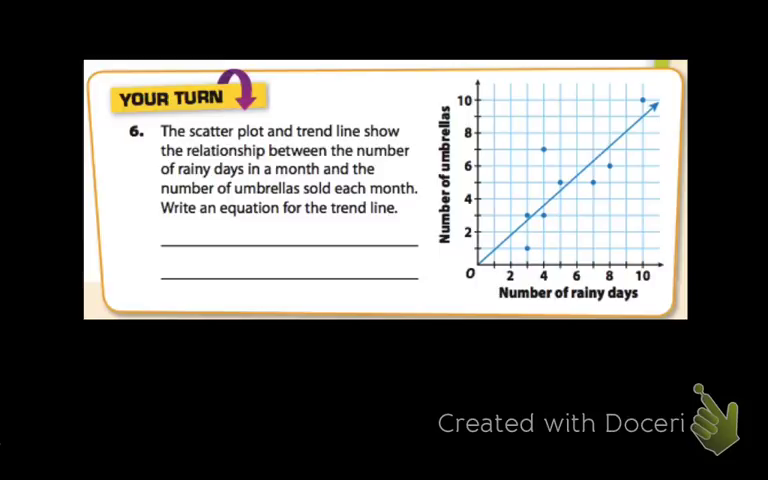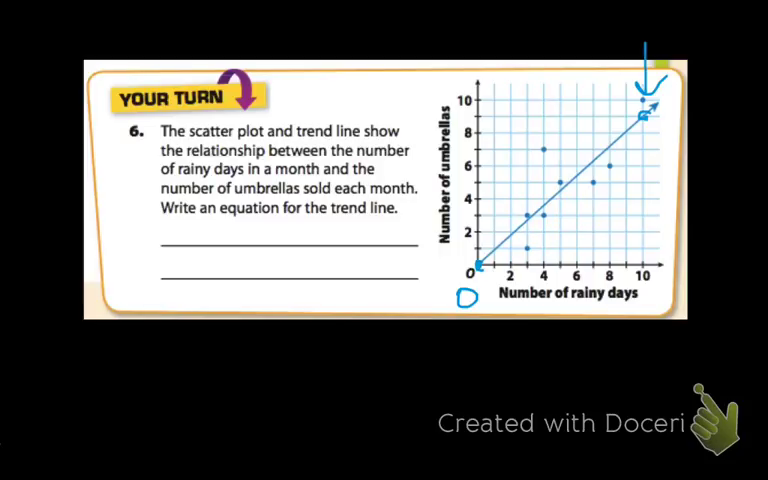All right, welcome back. The scatter plot and trend line show the relationship between the number of rainy days in a month and the number of umbrellas sold each month. Write an equation. So I'm going to look for slope here. I do see it crosses down here at the 0, which also tells me my y-intercept is 0, so that's nice. And then I actually do not see another perfect point until all the way almost up here at the top. And so I'm going to count a rise and a run all the way up to there.